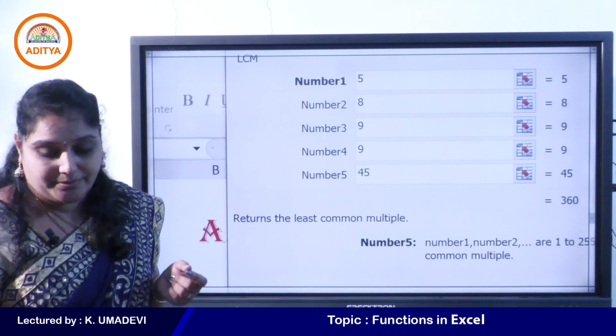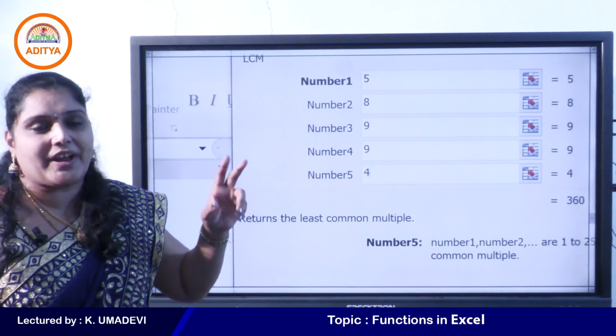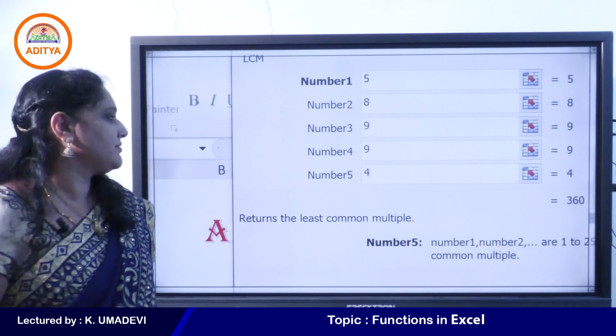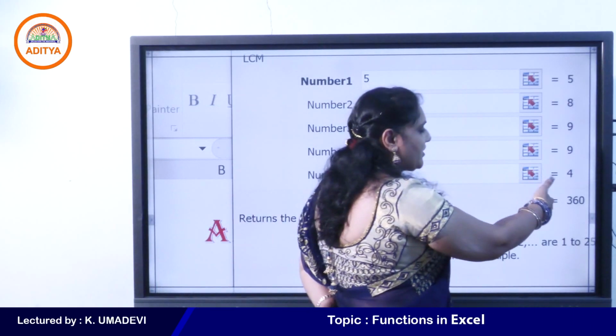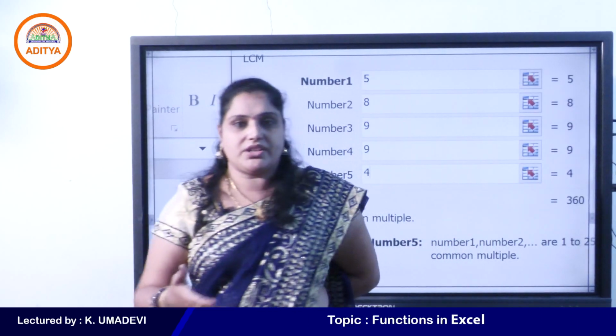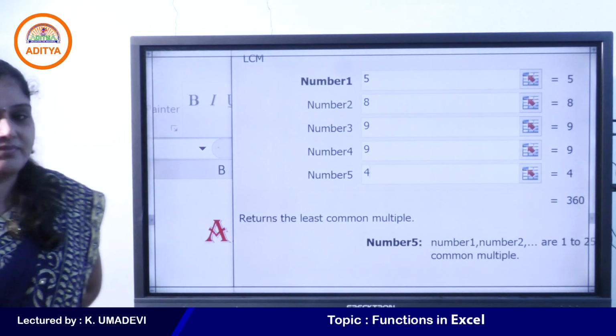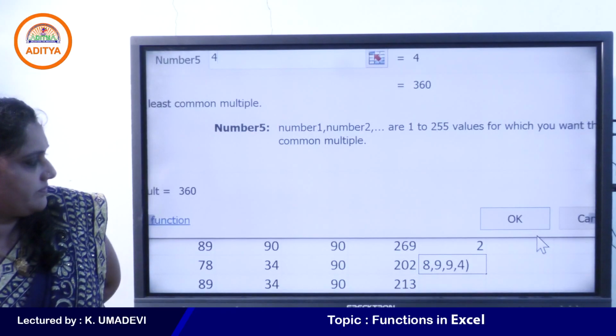We have to enter a minimum of 2 numbers to find the LCM, right, students? Here I'll enter 5 numbers. See, the result is already displayed on the dialog box, that is 360. Just click on OK.